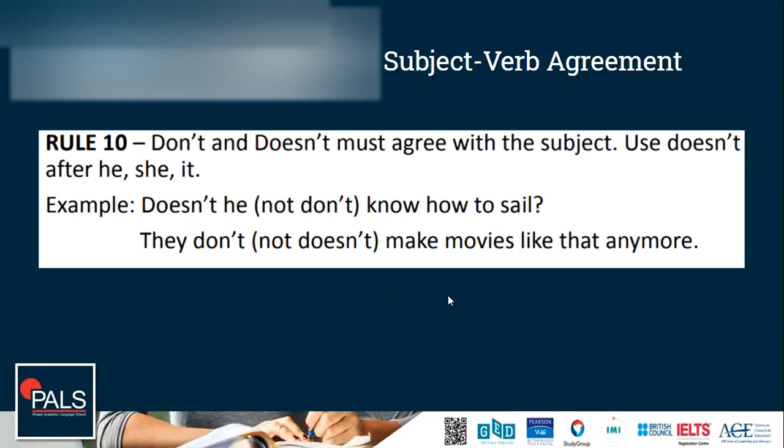There you go. I hope that I was able to help you with these 10 simple rules regarding subject-verb agreement.